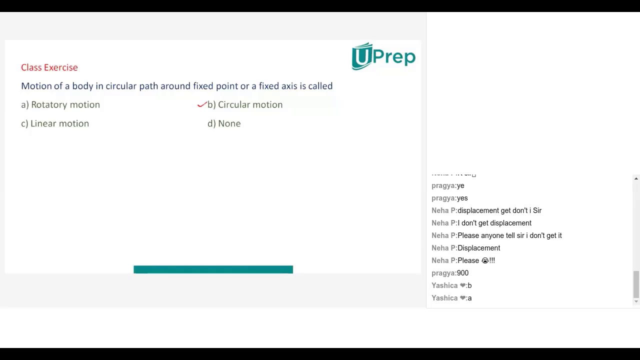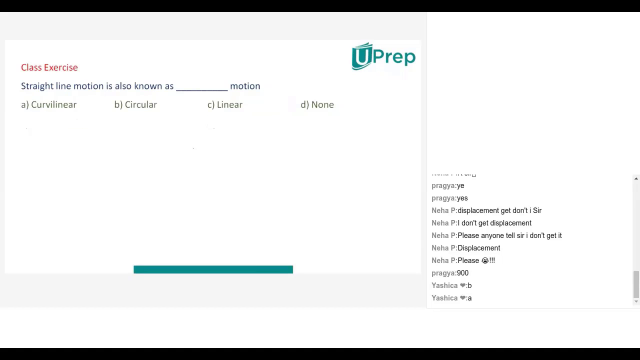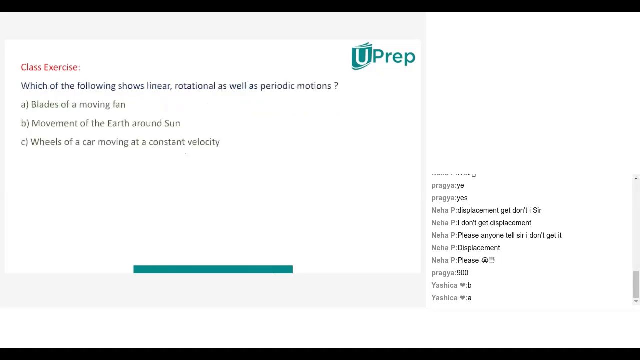Sir, so, yeah, but I can see only this slide, motion of a body in a circular path. That's the slide I can see. Now, straight line motion is also known as this. You can't see. All I see is motion of a body in a circular path. Okay, now change it. Still I'm able to see the same thing. Pragya, want to refresh it? Sir, can you see the question here? Yes, sir. I can see the question pretty clearly.